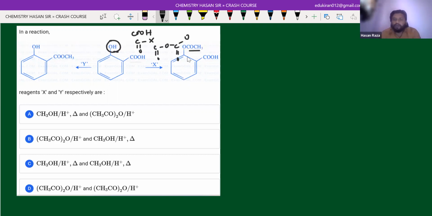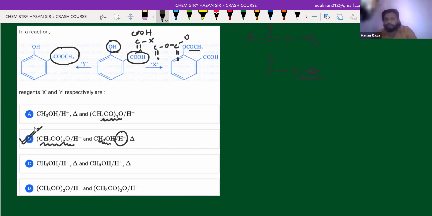So when you are going to get ROCOCH3, that means you are going to use acid anhydride. You are using acid anhydride. So the X will be this acid anhydride. And when you are getting C double bond O like this, that means you are using alcohol in the presence of H plus. You can see carboxylic acid is converted into ester. So this will be your answer.